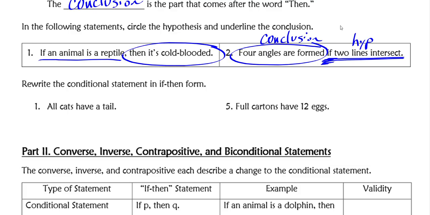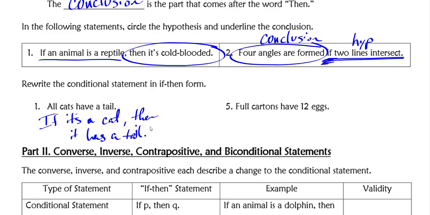We're going to rewrite these conditional statements. Rewrite the conditional statements in if-then form. All cats have a tail. If it's a cat, then it has a tail. I guess you could also say it differently. If an animal is a cat, then it has a tail. But as simple as you can write it, that's the way I'm going to write it.